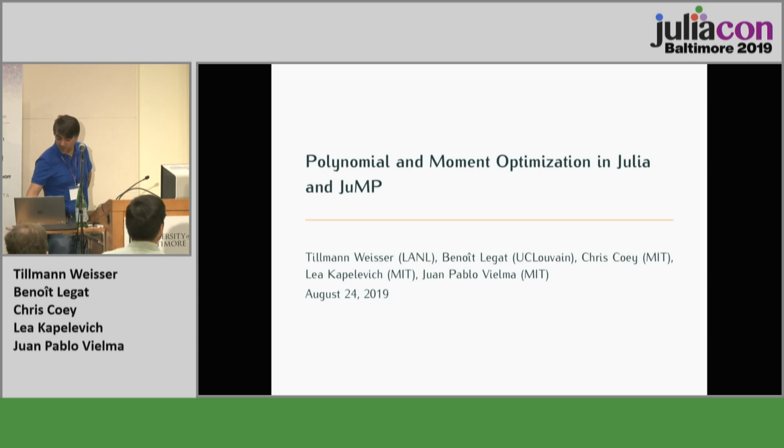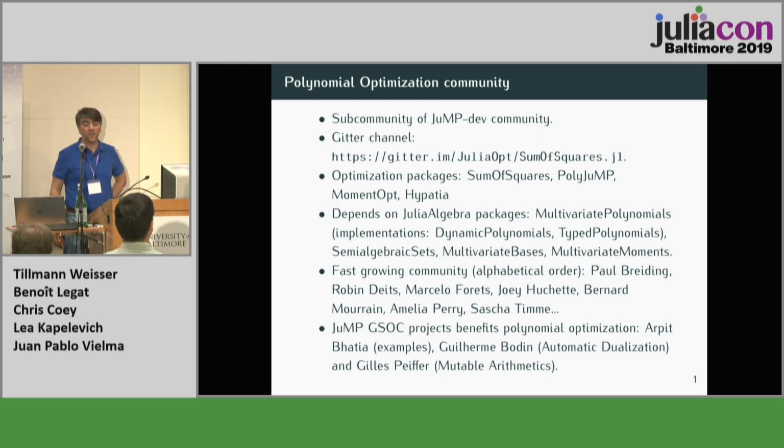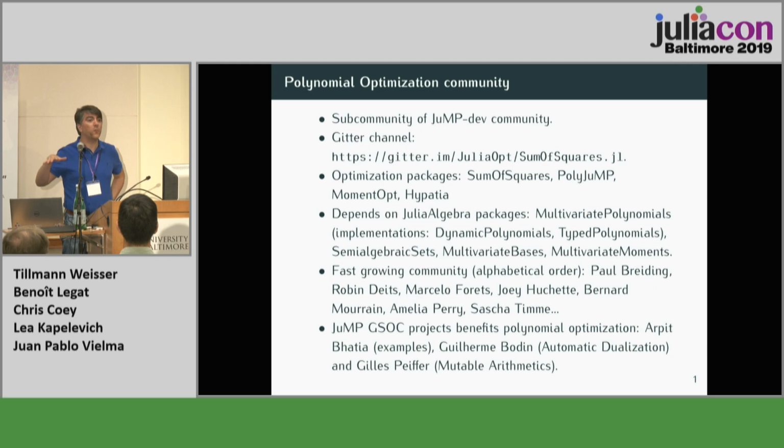So I guess let me tell you, I'm going to very briefly just give you an overview of what is polynomial optimization, how does it fit within JuMP. So it's definitely very integrated to JuMP, which is the optimization or mathematical programming library in Julia. I will call it maybe somewhat of a sub-community, and I'll explain why. So for instance, the Gitter channel for JuMP actually has 2 channels. One is JuMP Dev, which is mostly development around JuMP, and Sum of Squares.